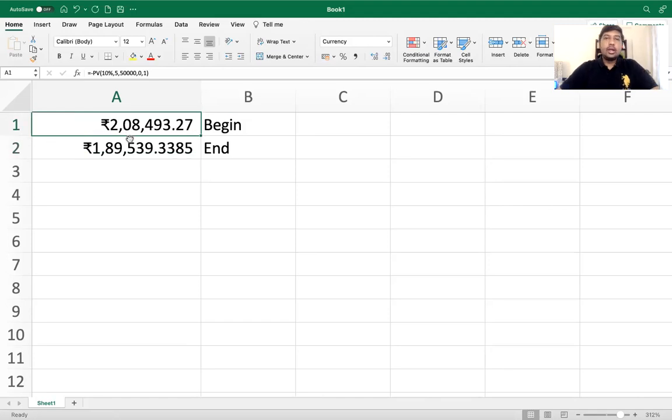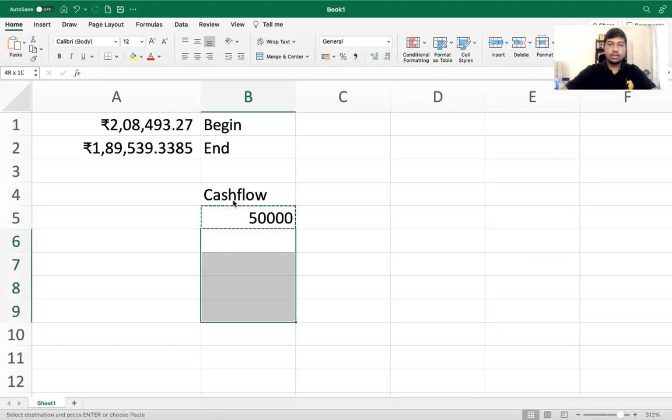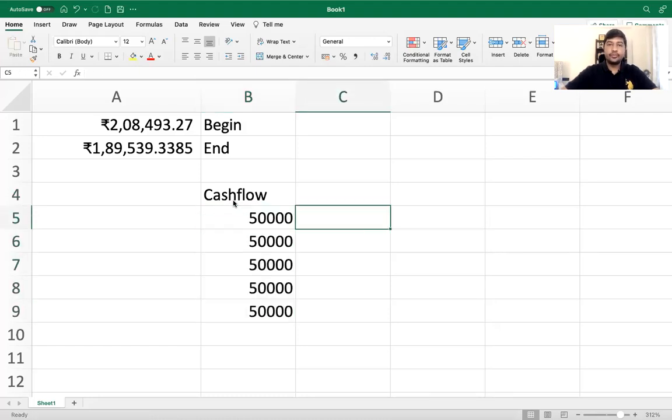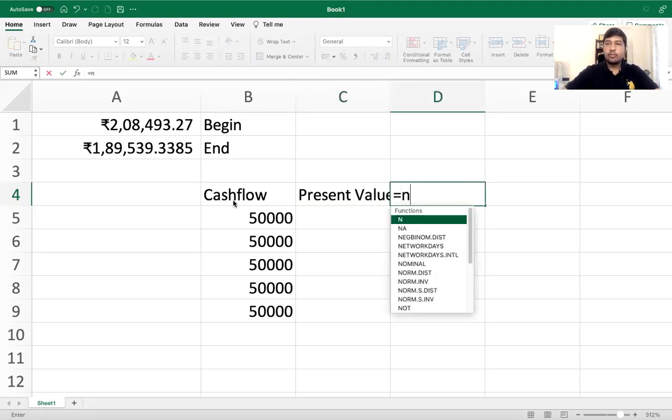Okay. Now let us understand what happens at the back end. Now there is this way of calculating this. Then there is another way to calculate this in the cash flow function. So I will also show you how that works. Okay, so 50,000 is what you need for 5 years. You want to find out the present value. How do you do that? So there is another formula called NPV, that is net present value.